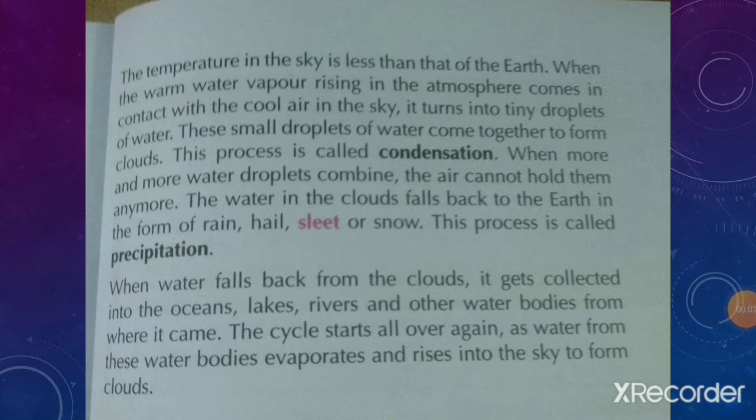So students, water forms and water cycle, these topics are very important and we will try to understand more in a better way with the help of this video. So let's start.